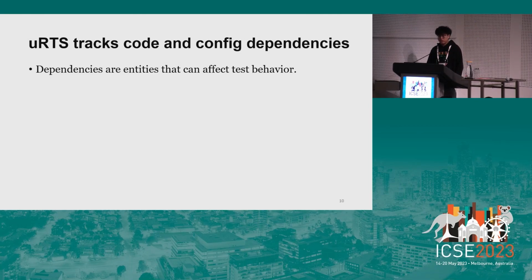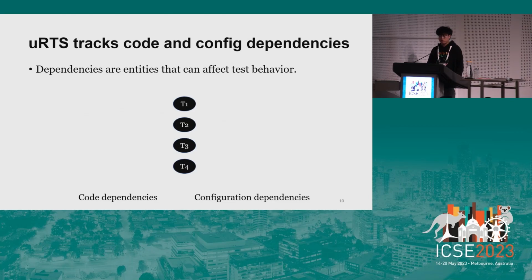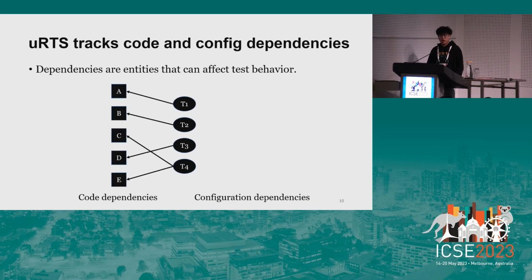Now let's take a look at URTS dependencies. Basically, dependencies are those entities that can affect test behaviors. URTS collects two dependencies, code dependency and configuration dependency. Code dependency refers to the code that a test accessed. For example, there are 4 tests, T1 to T4, and 5 code files, A to E. T1 accessed code file A, and A also depends on B and C. So T1's code dependency is T1 itself, A, B, and C.